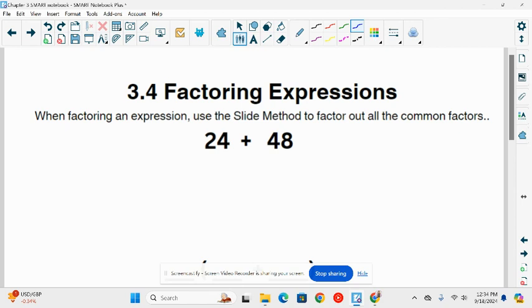Okay, so this is the last unit or last lesson in our chapter. And the cool thing about this is we've done this before. I already see Caroline already has figured it out. Okay? It's called factoring expressions. Now, factoring expressions is one of your vocabulary words.